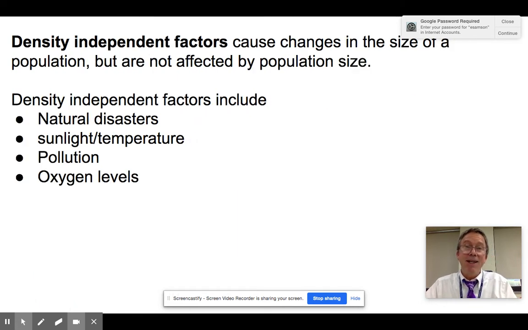We can also have density-independent factors that can change the population, but it does in a very different way. So density-independent means it has nothing to do with how many of the organisms there are. It's just something that is going to cause the population to grow or contract. So this could be things like a natural disaster, a change in how much sunlight or temperature there is, say through climate change, pollution levels, oxygen levels, things like that that are not, if you will, the fault of the organisms. They didn't make this change happen. This change just happened to them. We call these density-independent factors, and they do not produce a logistic curve.